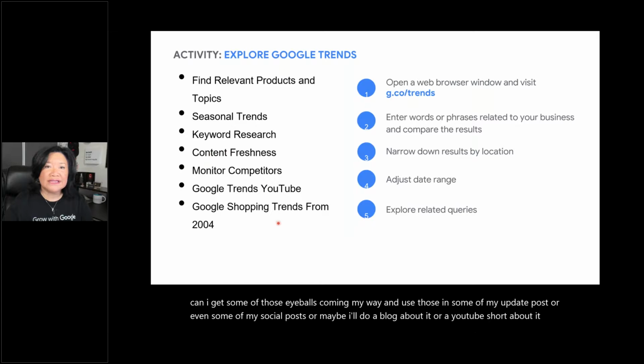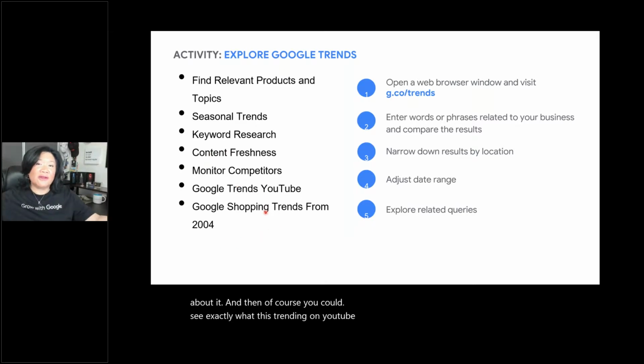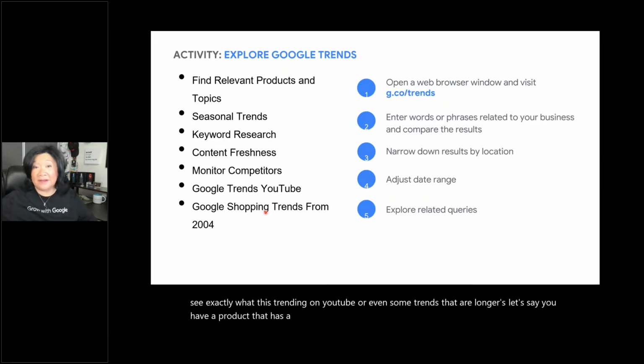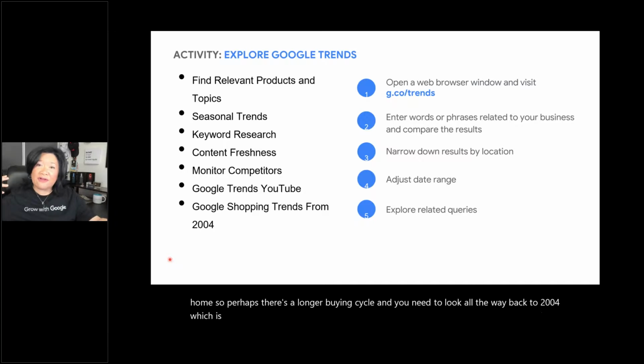And then of course you could see exactly what is trending on YouTube, or even some trends that are longer. Let's say you have a product that has a long buying cycle. You know, how often do we buy a home? So perhaps there's a longer buying cycle and you need to look all the way back to 2004, when Google started tracking all this, so you could see what some of those trends are.